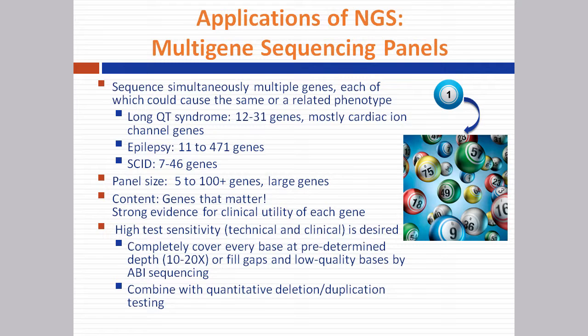For example, most of the time, panels are designed to really cover every base of every gene, and if that's not possible by next-gen sequencing because you get a gap or it's an area you cannot easily obtain, then we can beef it up by including a regular sequencing reaction and PCRing those areas so we have complete coverage. It is also desirable to perhaps combine the sequencing reaction with looking for deletions and duplications because, as we know, 1% of all the mutations we have are copy number variation and interrupt the gene.